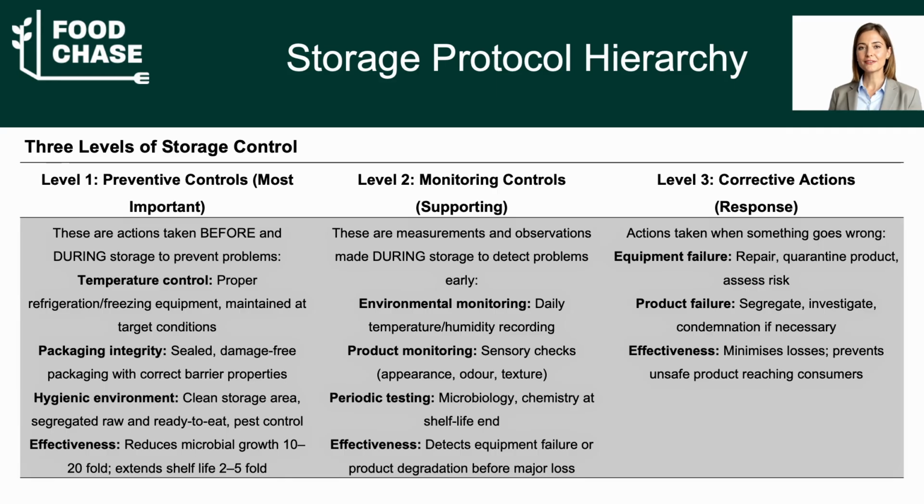The third layer is corrective action. If our monitoring finds a problem, maybe the cold room temperature has drifted up, or we smell something off in the product, we act immediately. We fix the equipment, we quarantine the product to prevent it reaching customers, we investigate what went wrong. These three layers work together. Prevention stops most problems before they start. Monitoring catches what prevention missed, and corrective action minimizes the damage when something slips through.